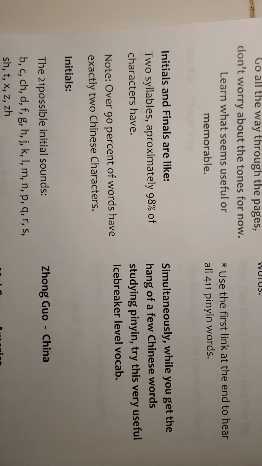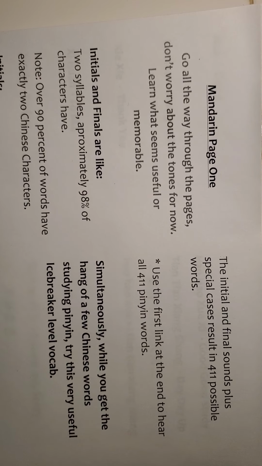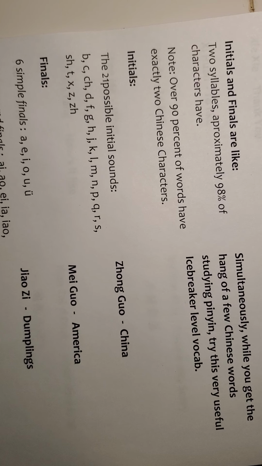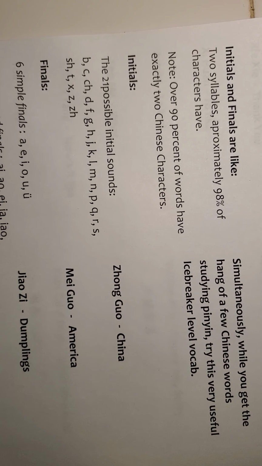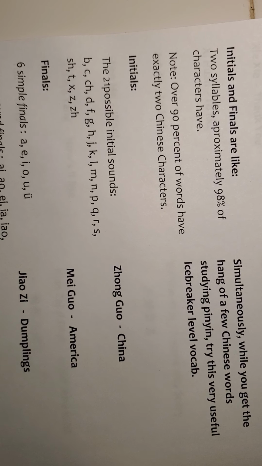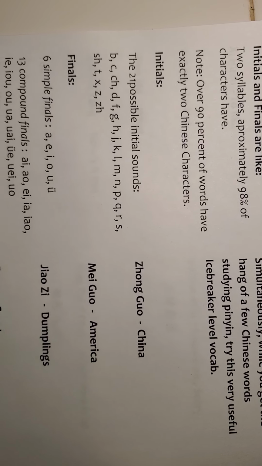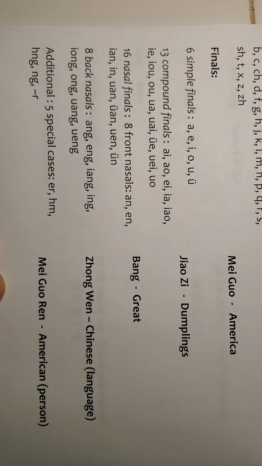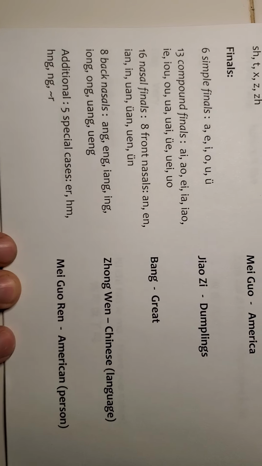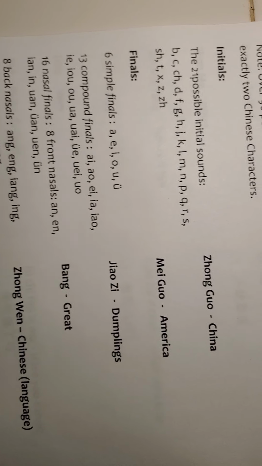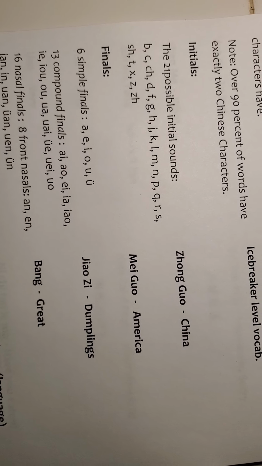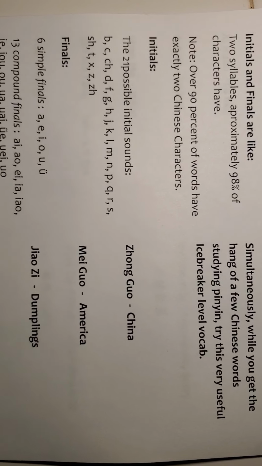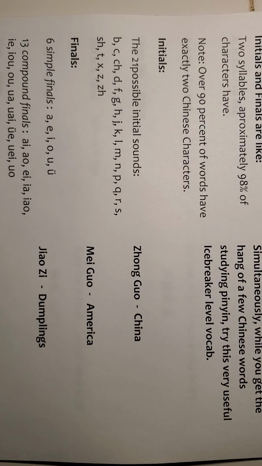But yeah, it's like 411 possible words. You have the beginning, you have the initials and the finals. See, there's 21 possible initial sounds. There's 50 something possible final sounds. So let's go through the initials this way.